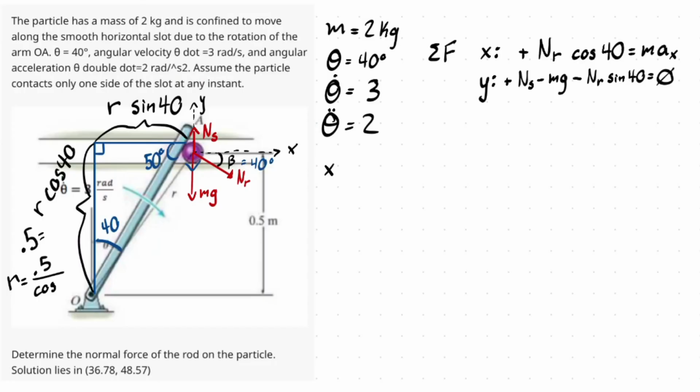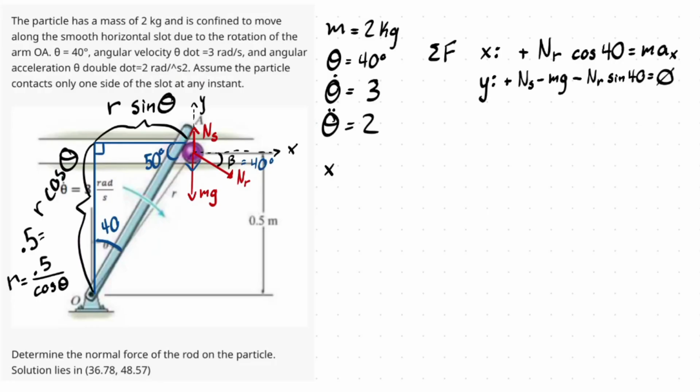Oh, wait. Instead of 40, let's use theta, because this angle is changing, right? So we can't just label it at the given value. So let's use theta for both of these. So let's say this is 0.5 over cosine theta, right? And that's always going to be r.